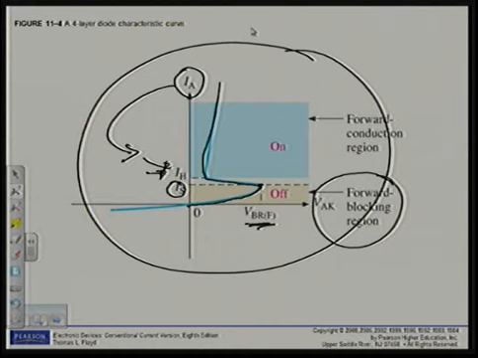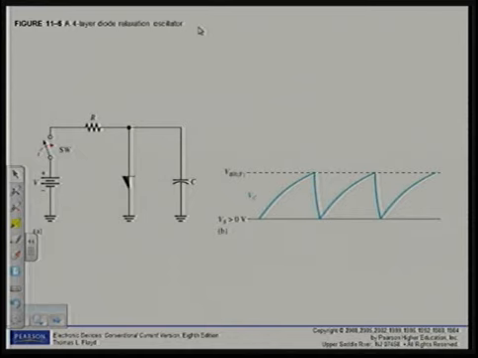Then an application at the bottom of page 556 is the relaxation oscillator. So we can see when this switch is closed, what is going to happen. When the switch is closed, the capacitor charges through R until it reaches the forward breakover voltage of the 4-layer diode. At this point, the diode switches into conduction, and the capacitor rapidly discharges through the diode.